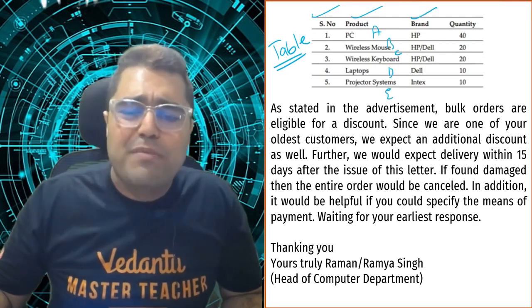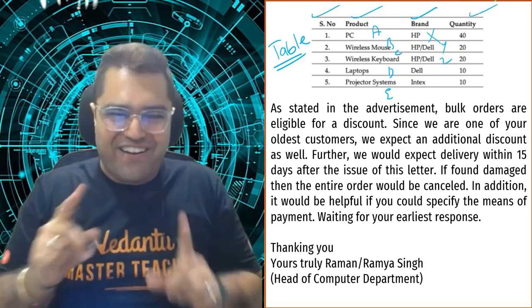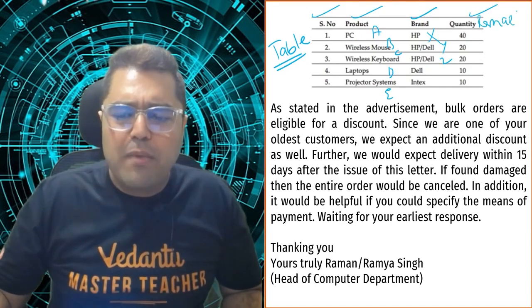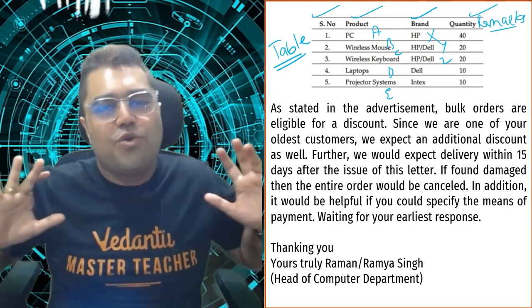Brand. If you don't know the brands, just write X, Y, Z, anything. And quantity you can write now. Other than that also, if you don't know, just write remarks. Within remarks also write ABC, PQR, XYZ, no problem.